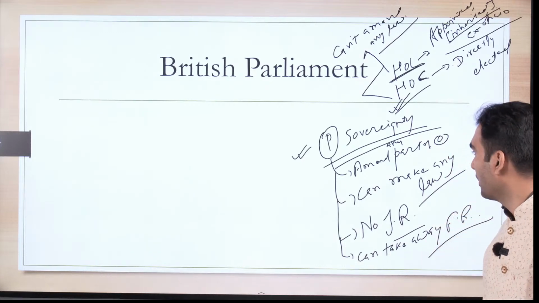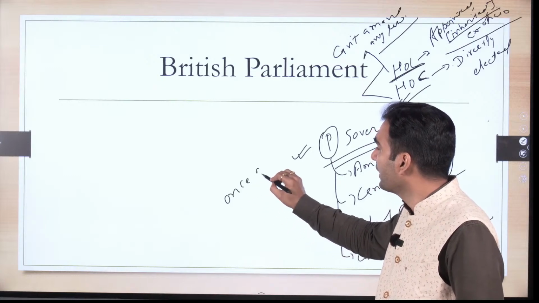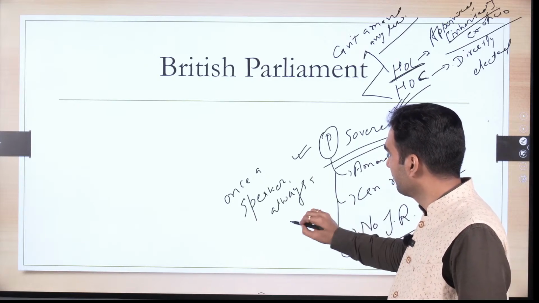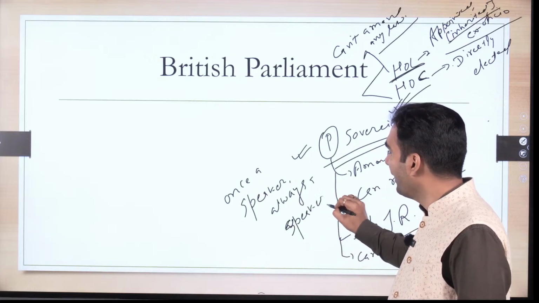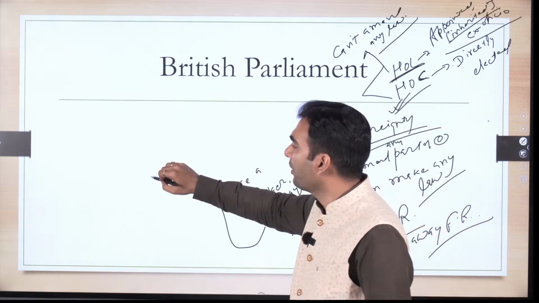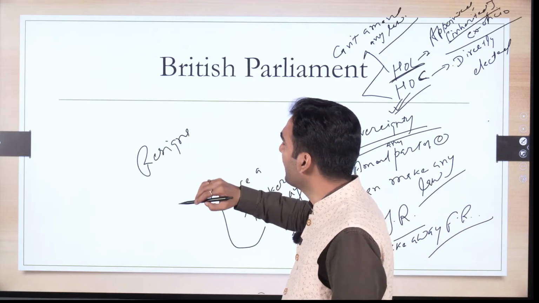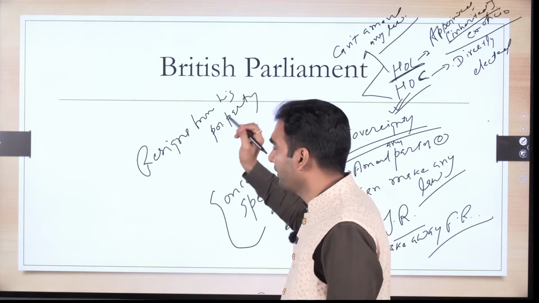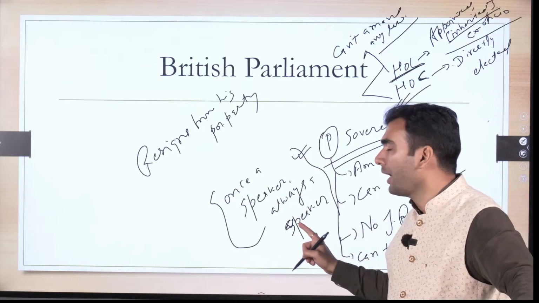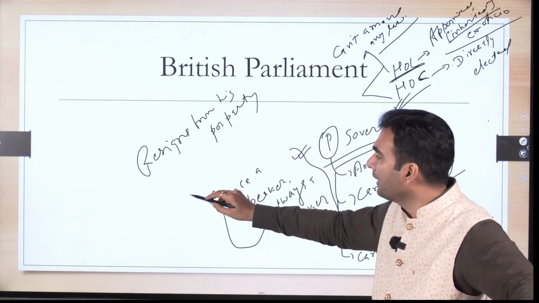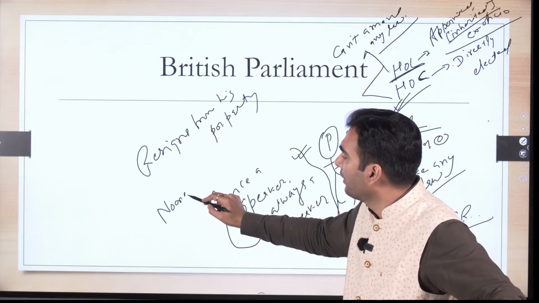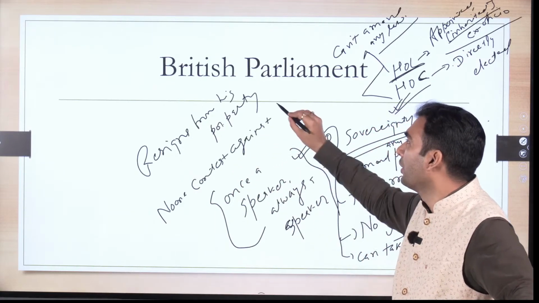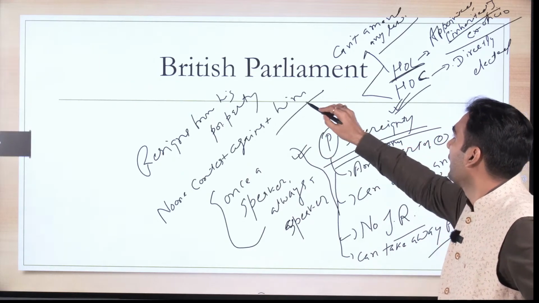Yes, Manoj is right. There is also a provision that we have already studied. Once a speaker, always a speaker. So by convention, once a person is elected as a speaker, he resigns from his political party. The first thing he does is he resigns from his political party. And after he resigns, he remains in office as long as he is interested. No one contests against him. This is by convention. The opposition parties also do not field any candidate against him in House of Commons election.